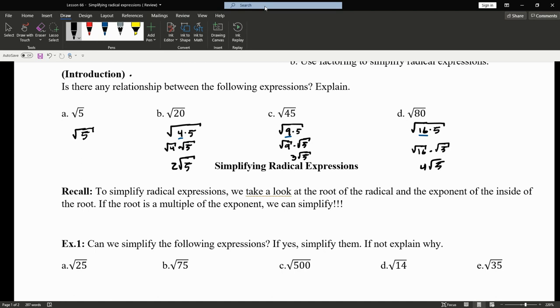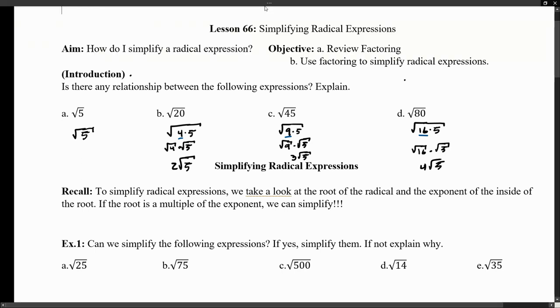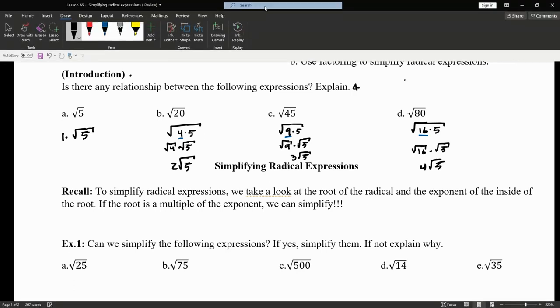But now we have not answered the question, is there any relationship between the following expressions? Well, the relationship is that they're all multiples of the square root of 5. This is 1 times the square root of 5. This is 2 times the square root of 5. This is 3 times the square root of 5. This is 4 times the square root of 5. So the relationship among these 4 examples is that they're all multiples of the square root of 5.